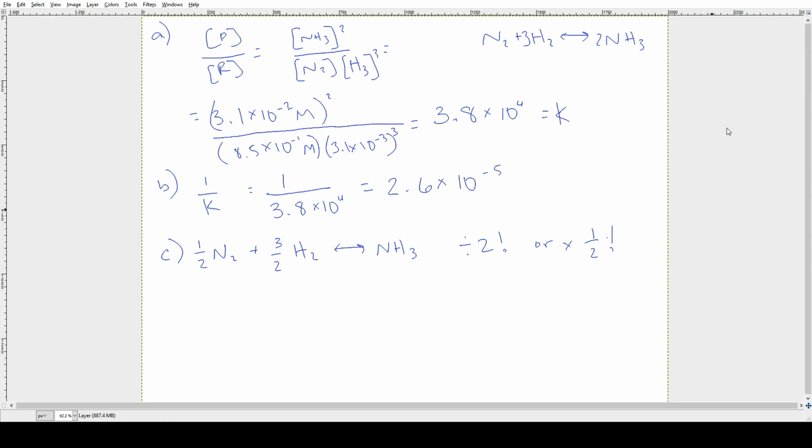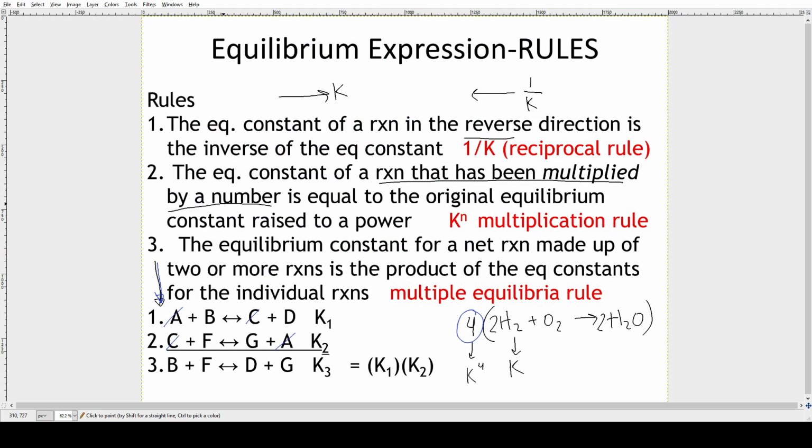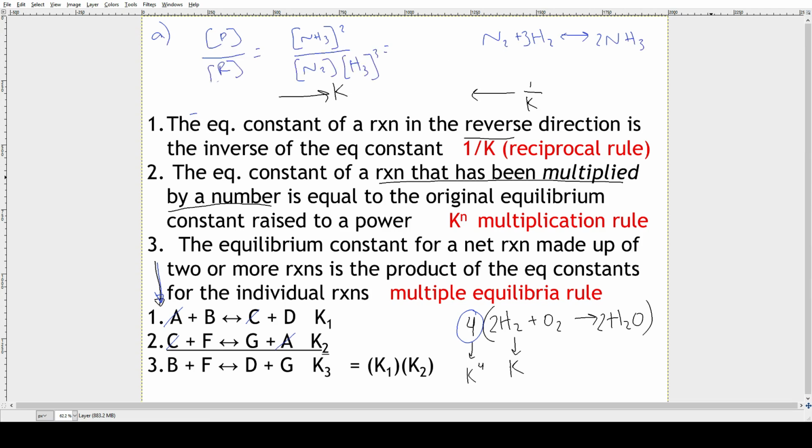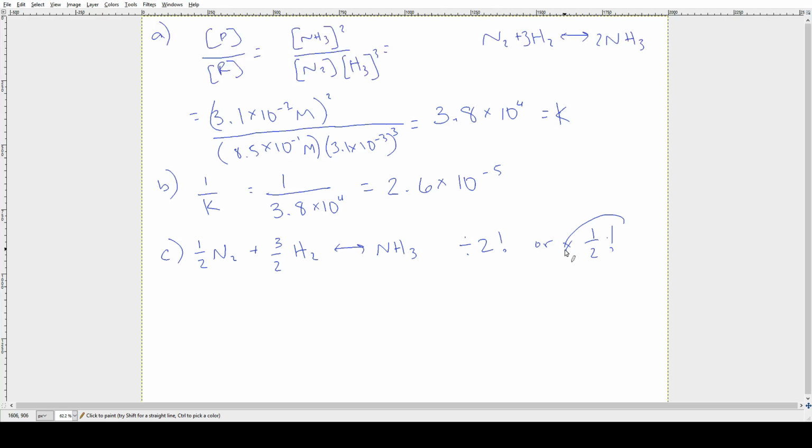Anyway, so go back. The reaction has been multiplied by a certain number. It was multiplied by 1/2. So I need to use the multiplication rule. It was multiplied by 1/2. That's a good way to think of it. So my K is going to be raised to the 1/2 power. So I'll take my original K from up here. I'll have 3.8 times 10 to the 4th, all of that raised to the 1/2. And you should be thinking to yourself, oh, 1/2, that means like square root.